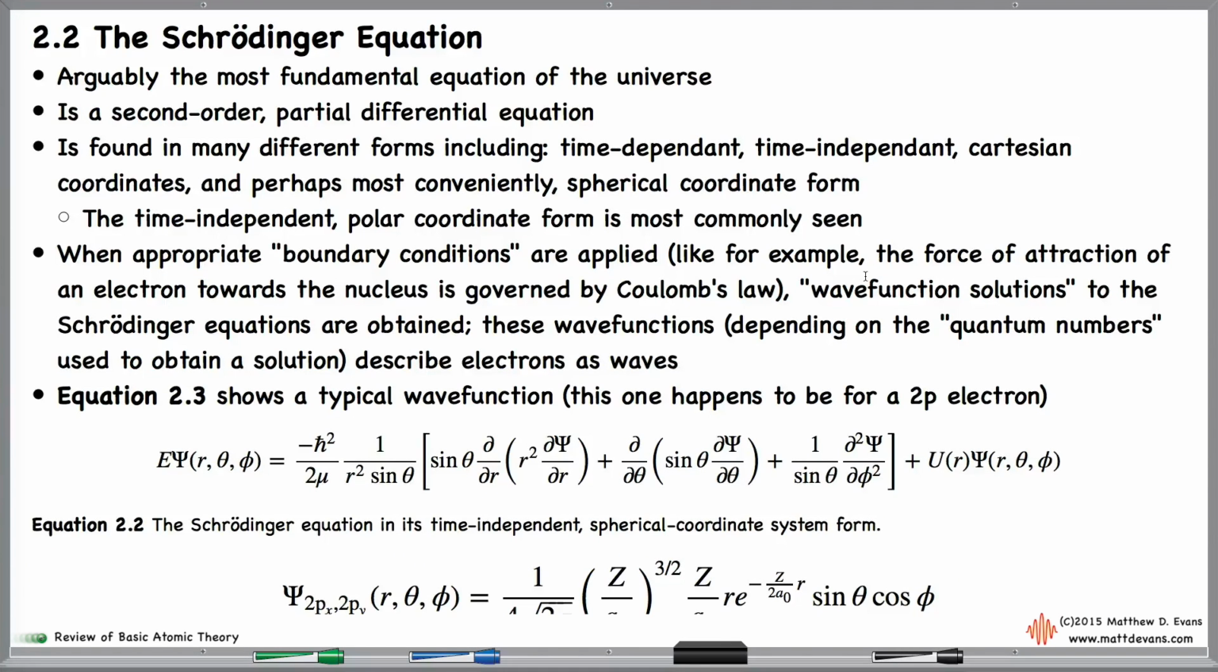All right, so let's go to the Schrödinger equation now. This is the part that starts to get a little bit scary, but it's not too bad. It's arguably the most fundamental equation of the universe.